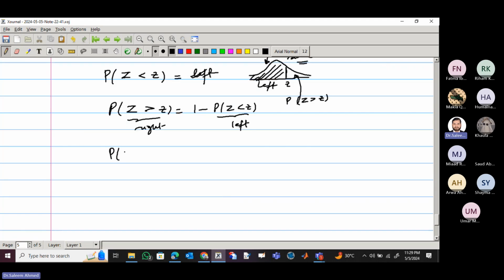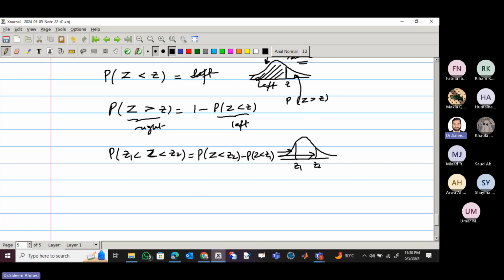And if you are between two values, z1 less than Z less than z2, this type of probability where you are between two numbers, z1 and z2, then you take the right probability first, one minus this probability, and then you take the left one and subtract.